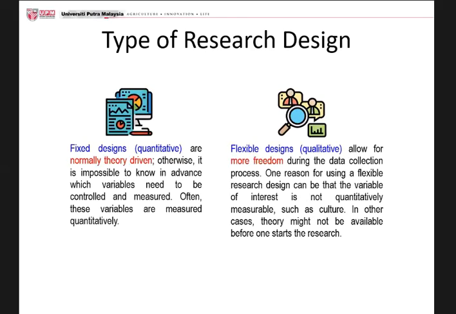So you've got quantitative, and usually it is a fixed design. Normally theory driven. For example, FPIK is a theory, and based on that, we apply it to some problem. Flexible design, qualitative, allows for more freedom during the data collection process. One reason for using flexible research design can be that the variable of interest is not quantitatively measurable, such as culture. In other cases, theory might not be available before one starts research.